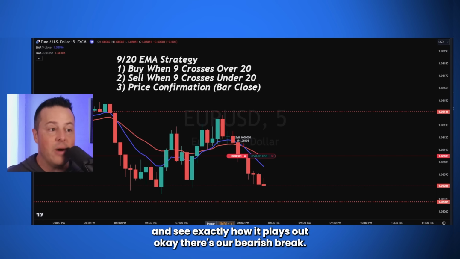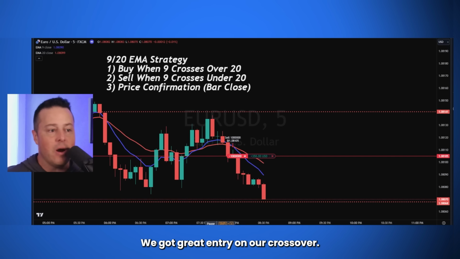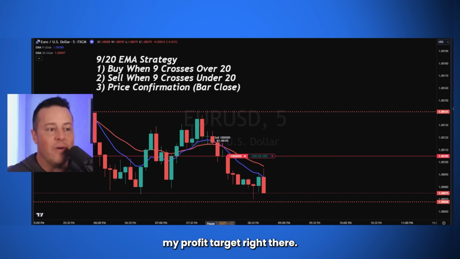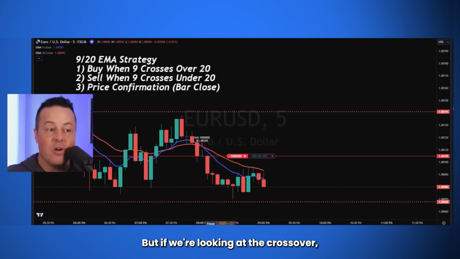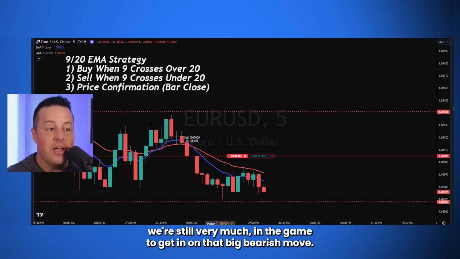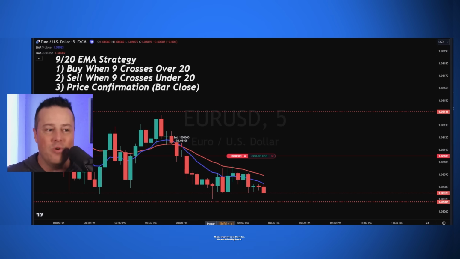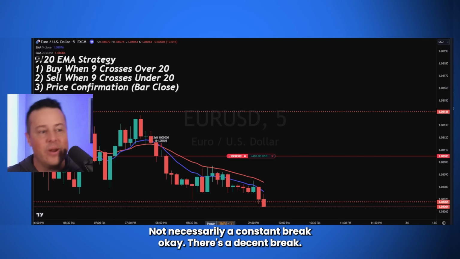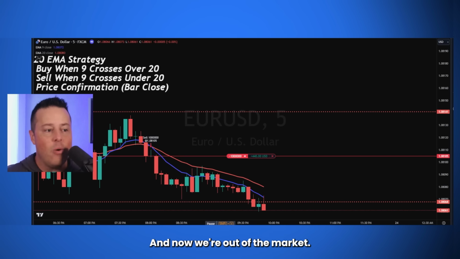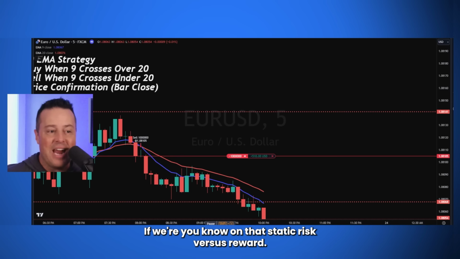Okay, there's our bearish break. We got great entry on our crossover. Our profit target right there, sort of flirted with it a bit. But if we're looking at the crossover, we're still very much in the game to get in on that big bearish move. That's what we're in there for. We want that big break, not necessarily a constant break. Okay, there's a decent break, and now we're out of the market if we're on that static risk versus reward.